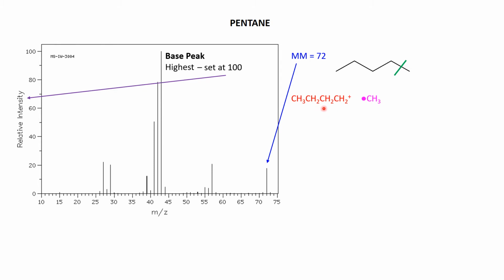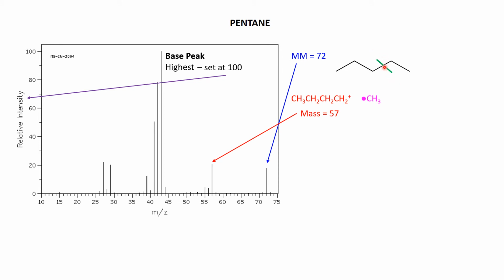And CH3, CH2, CH2, CH2 plus has a mass of 57. And look, lo and behold, there is a nice peak there at 57. So we've assigned 2 of the peaks so far. Here's the molecular peak right there, the molecular cation, and then here is a fragmentation in which we just lost 1 of the carbons with its hydrogens off the end, and the remaining 4 carbons with their hydrogens produced a cation.